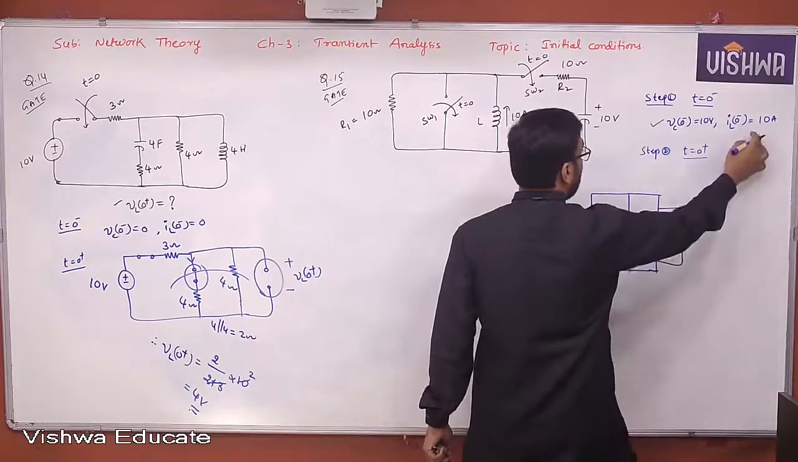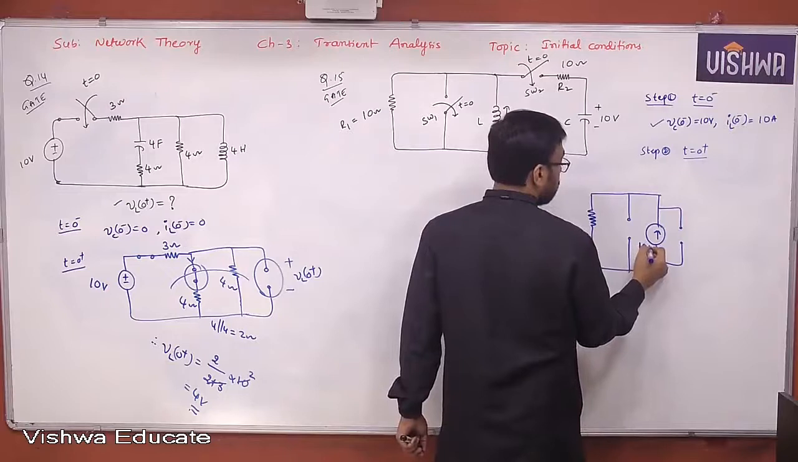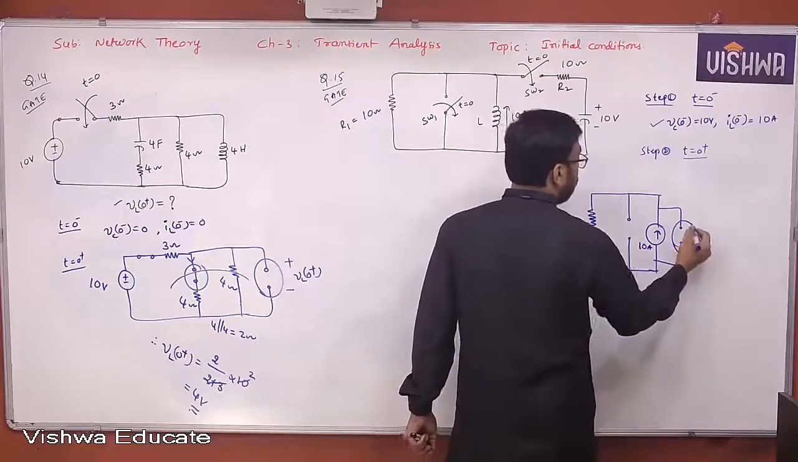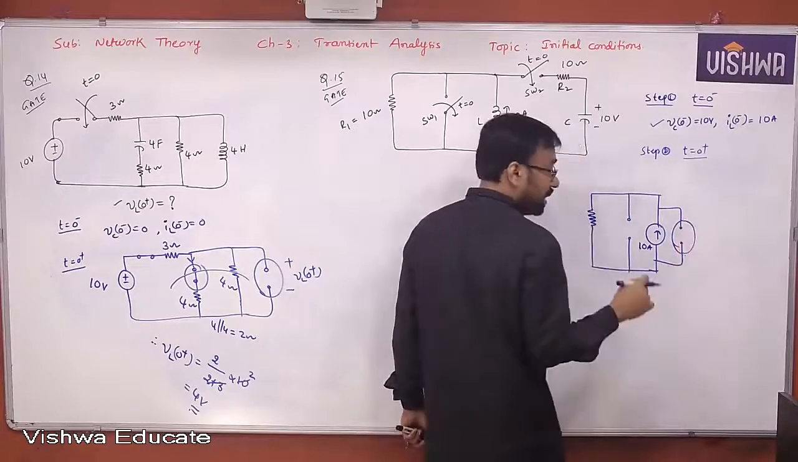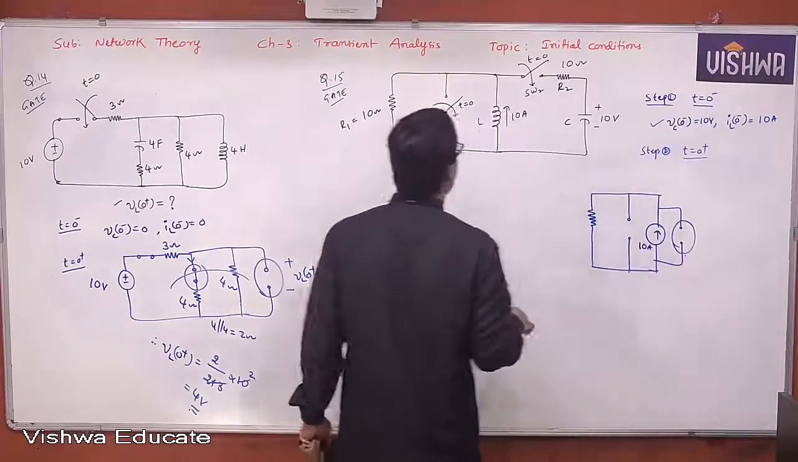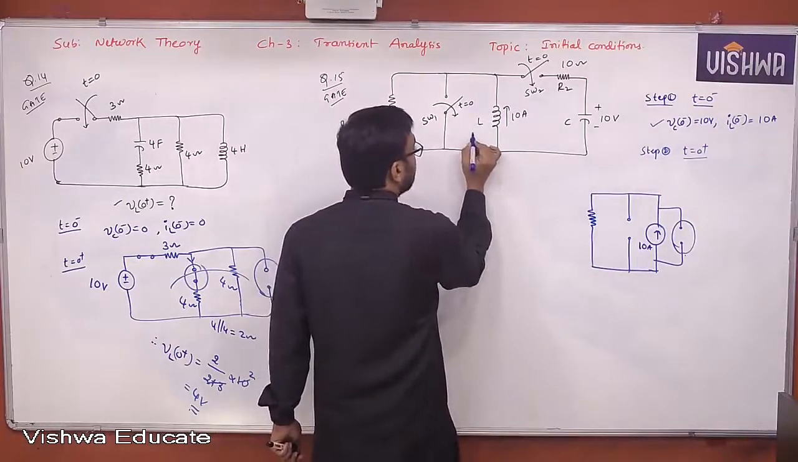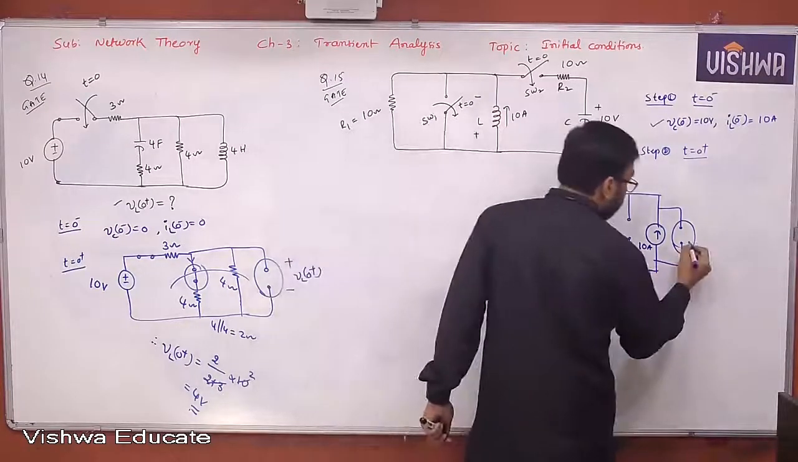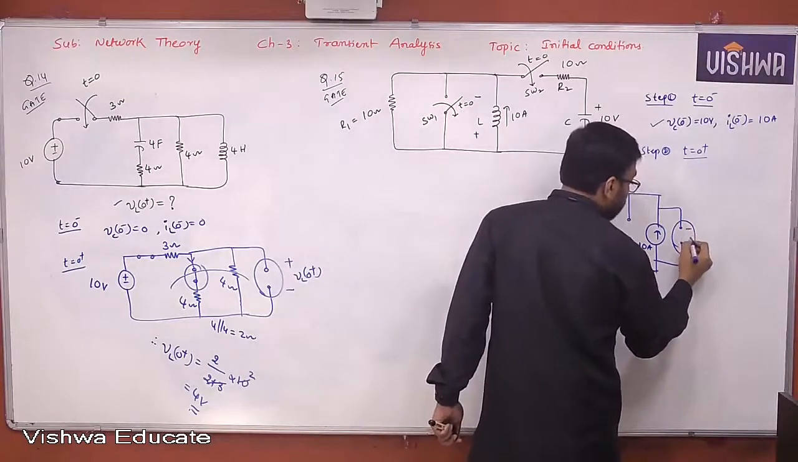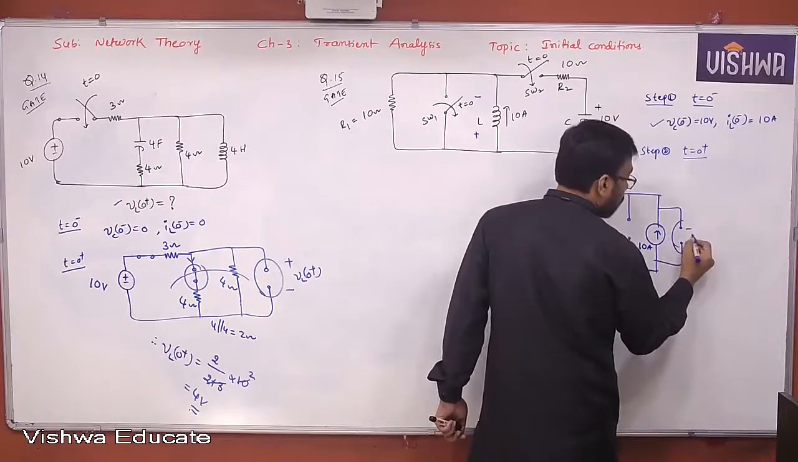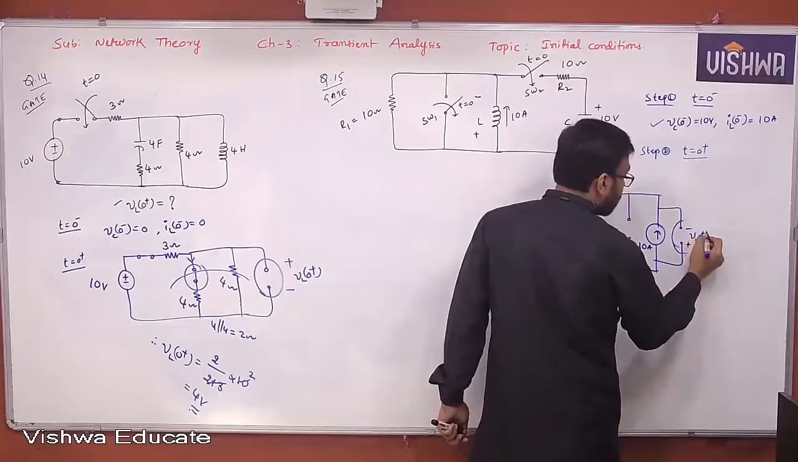What is the current source value? 10 amperes. This is a parallel inductor model. But what is actually required here is the voltage across the inductor. Understand all of you? Okay. So how do you find the voltage across the inductor? This is plus, this is minus, let us say. You want VL of 0 plus.